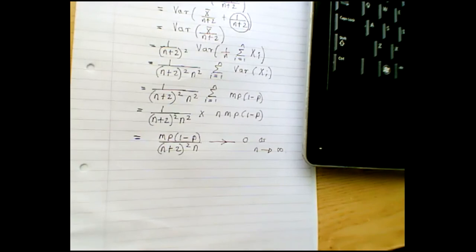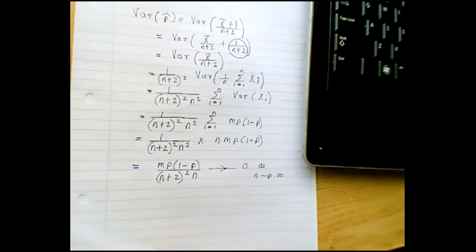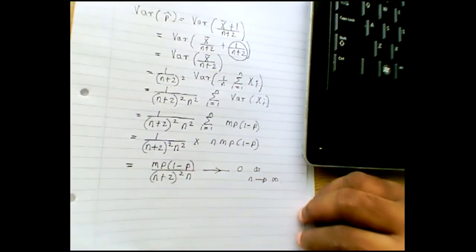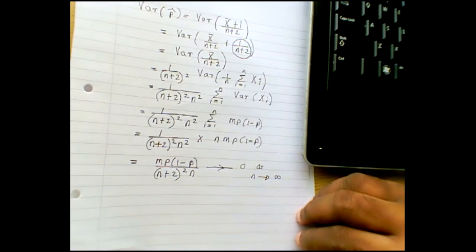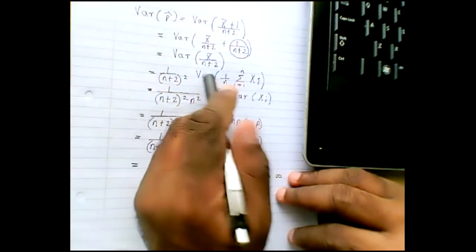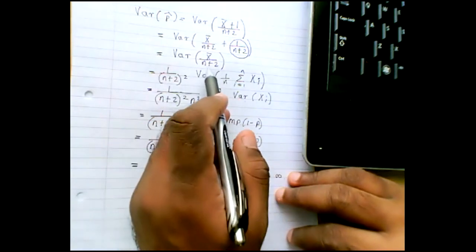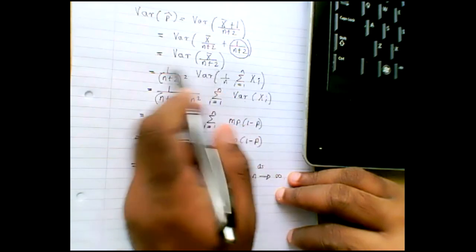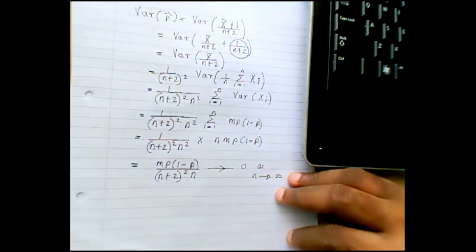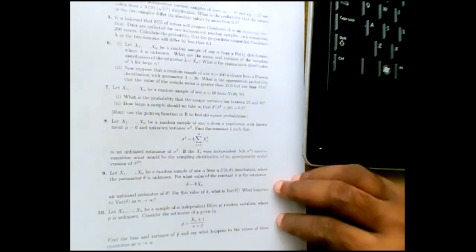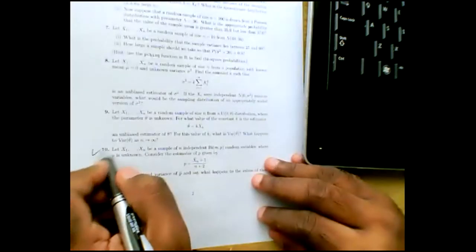Any other questions, guys? Any other questions on number 10? Hello, guys, talk to me. You okay? All right. Yeah, that's right. When you pull the constant outside the variance, you need to square it. Yes, you're right. So this n plus 2 is a constant, and when you pull it outside, you have to square it. All right, so we are done with question 10. So let's move on to question 9, which is this.